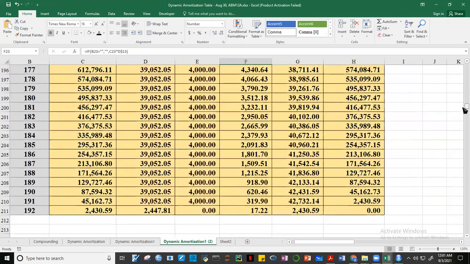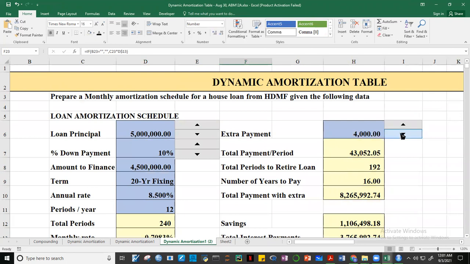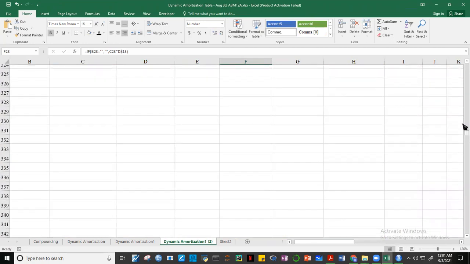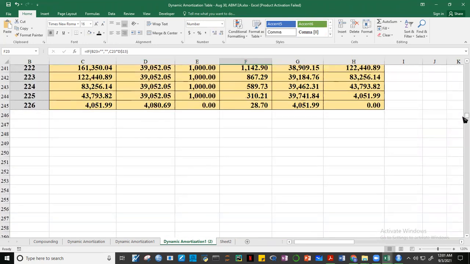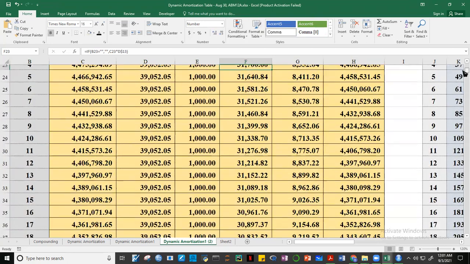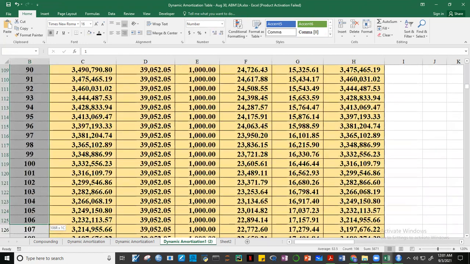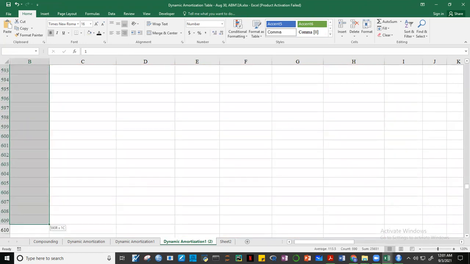So yan, tingnan nyo ha. No blanks. So if I change this, kunyari gawin kong 1,000 lang to, so that means hanggang row 226. Row 226 may format. Yan. Ganun din dito guys. Sa left hand side naman dun sa year, ganun din. You can highlight this. Binago ko lang yung kulay para may distinction lang doon. I'll just extend it to row 700.